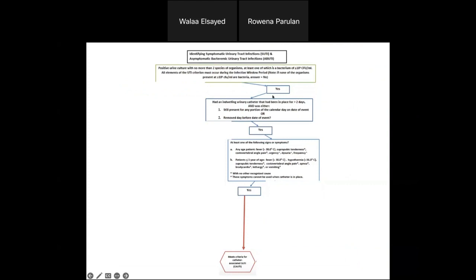This is the flow chart, all right? It gives you a fairly nice idea of how you classify the patient as SUTI 1 or 2. First thing, the culture should have not more than two species, and at least one of the bacteria must have 10 raised to power 5 CFUs. If yes, we have to look at whether the catheter was in place on the date of event or removed on the date of event or a day before, and the patient must have the signs and symptoms. All right, the signs and symptoms we already discussed. If all these three are met, we can classify the patient as SUTI 1 if the age is more than 1 year old, and SUTI 2 if the patient is less than 1 year old.